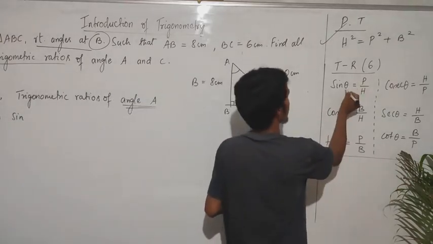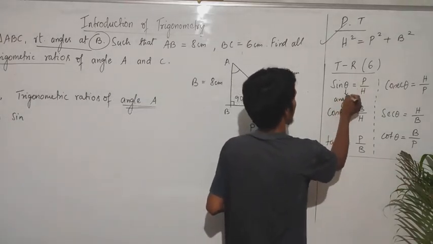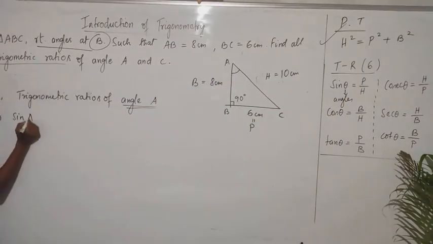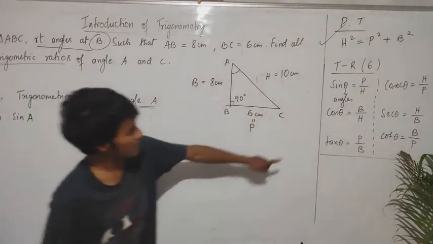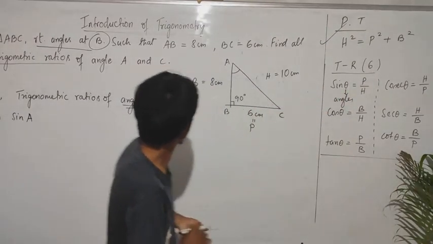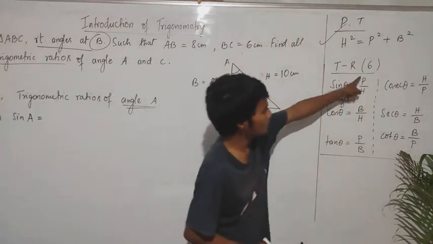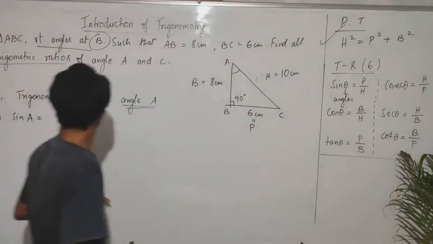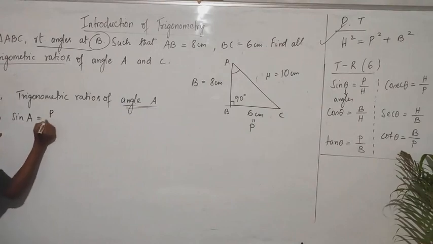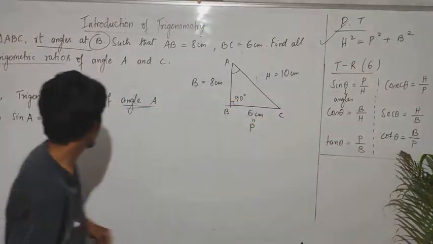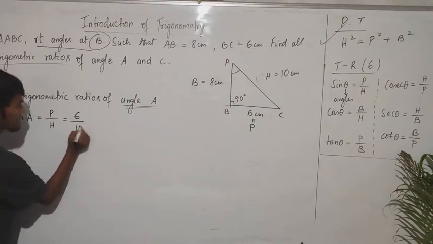Theta is the angle. Then here what is the angle? Here the angle is A. Then I'll put here sin A. Here theta is the angle, but here the angle is A, so I'll put sin A. Then sin A is equal to, what's the formula? P by H. Then sin A will be perpendicular by hypotenuse. Now perpendicular here will be 6 and hypotenuse will be 10. Then put here 6 by 10.